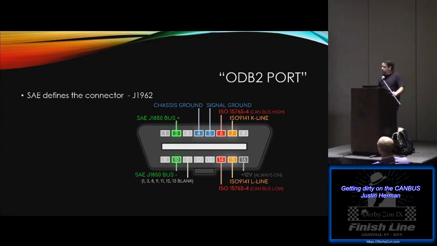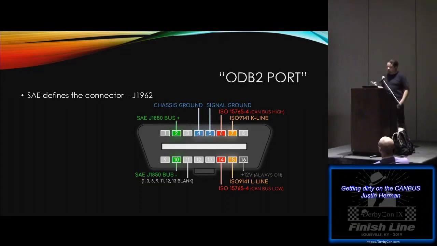I didn't know much about the connector itself. What I found in my research was that the SAE defined the connector as a J1962. It has 16 pins. It's sometimes called the data link connector, and by specification, it's supposed to be no more than 2 feet from the steering wheel and not require any tools to access.